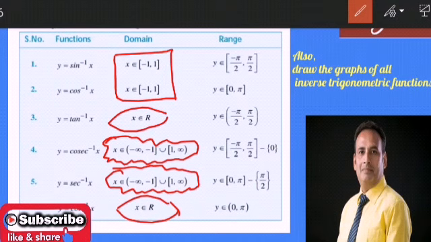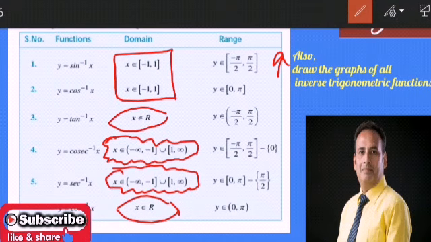Now you have to see the corresponding ranges. The range of sine inverse x is -π/2 to +π/2. As you know, this is an increasing function. If you see the graph of sine inverse x, that is increasing. I am not going to discuss the graph; I have already discussed the graph in the previous lecture. You can go and check.